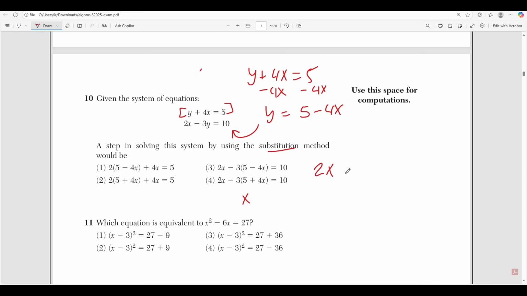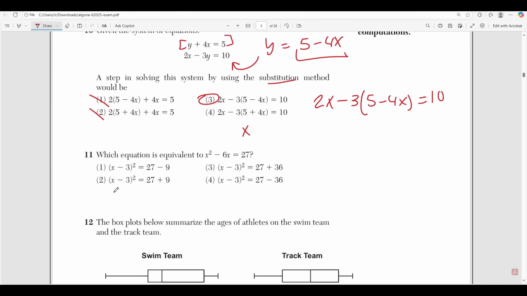So 2x minus 3y. I already know that 1y is equal to 5 minus 4x. So 3y is just going to be 3 times 5 minus 4x, and this is still going to equal 10. By solving for y and plugging it in, I've now eliminated y from my equation. Everything is now in terms of x. And this answer choice, if we scan, is going to match up with choice 3. So that's it. You just have to substitute y in this and you'll be good.